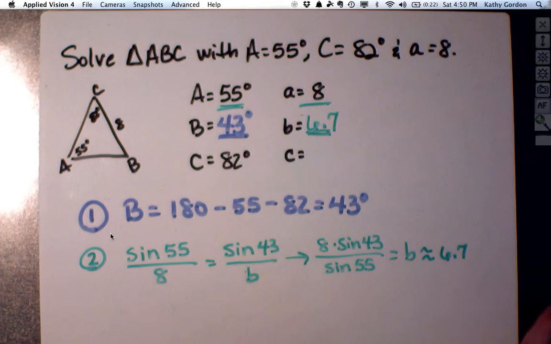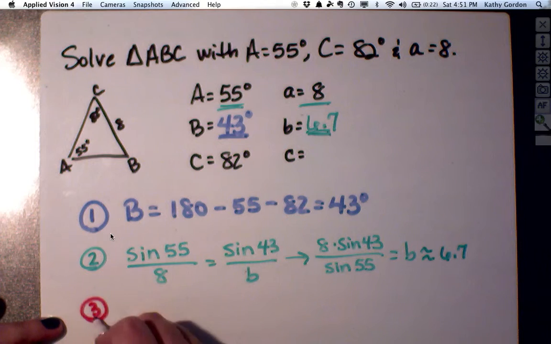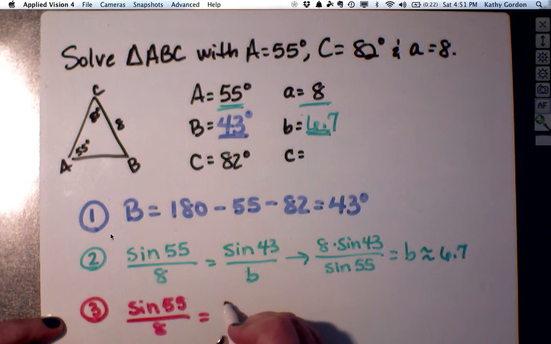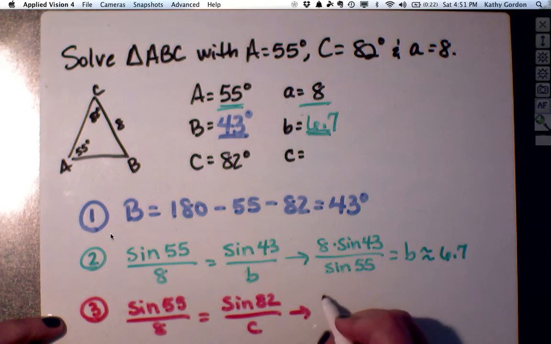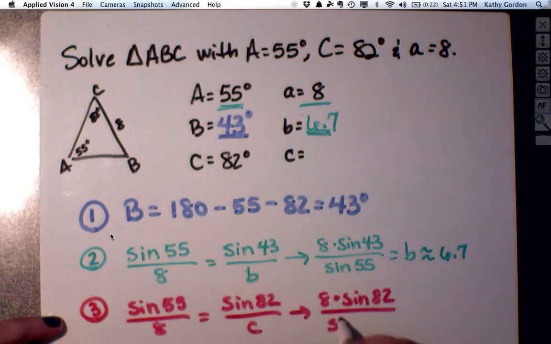Okay, and then we can use the same setup for side C. We'll have the sine of 55 over 8, and that will be equal to the sine of 82 over C. So that means taking 8 times the sine of 82, dividing that by the sine of 55 to get our C.